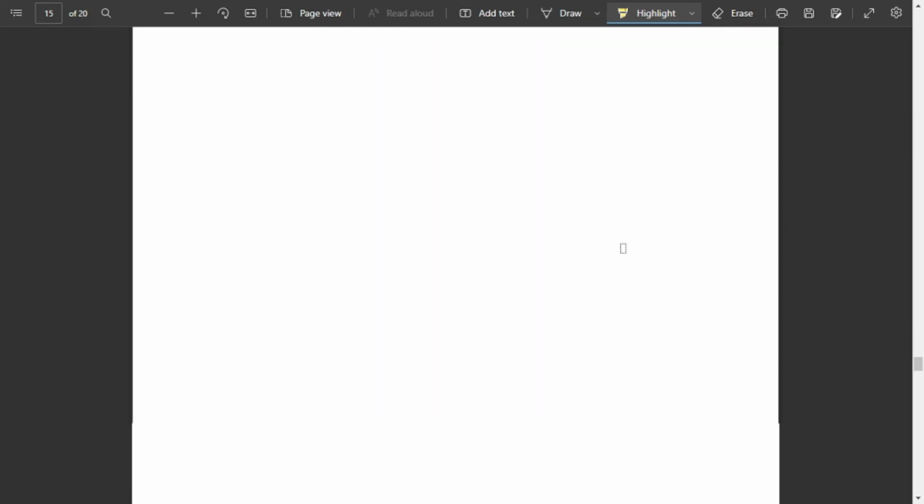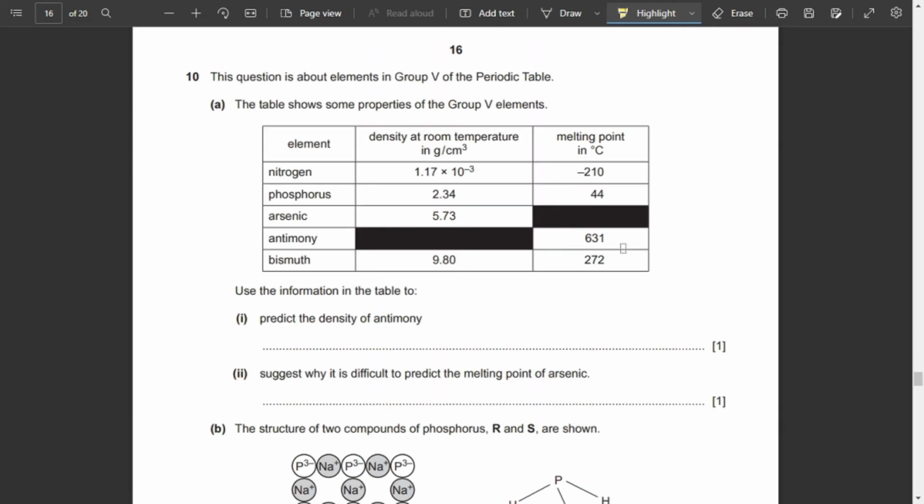Alright, so moving on to the last question of our paper. This question is about the elements in group 5 of the periodic table. The table shows some properties of group 5 elements: nitrogen, phosphorus, arsenic, antimony, bismuth. Using the information in the table, predict the density of antimony. We do not have the density mentioned for antimony, so we need to predict it. And since we're talking about prediction here, an accurate value is not required.